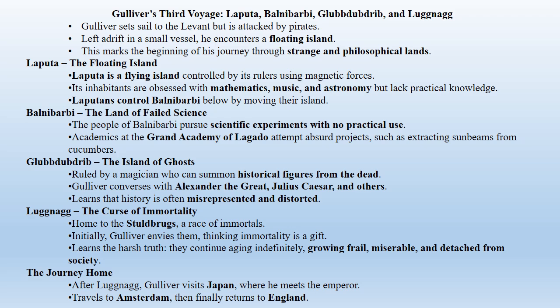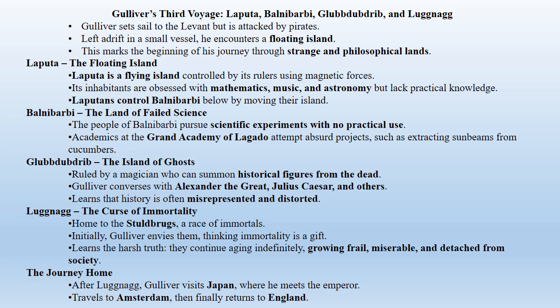Gulliver then visits Balnibarbi, where he sees people trying to grow food using strange and ridiculous methods that never work. From there, he travels to the island of Glubdubdrib, where the ruler has magical powers. Here, Gulliver is able to call back the dead and speak to famous historical figures like Alexander the Great and Julius Caesar. He learns that much of what is written in history books is false, as past rulers and scholars were not as wise or noble as people believe.